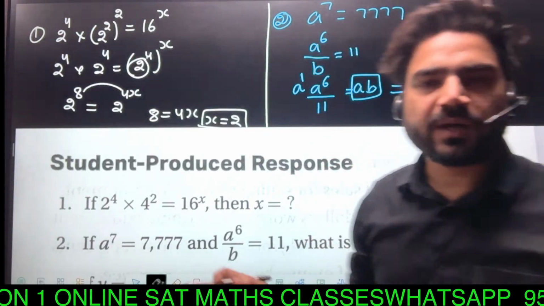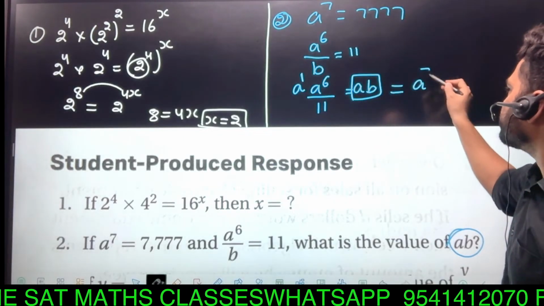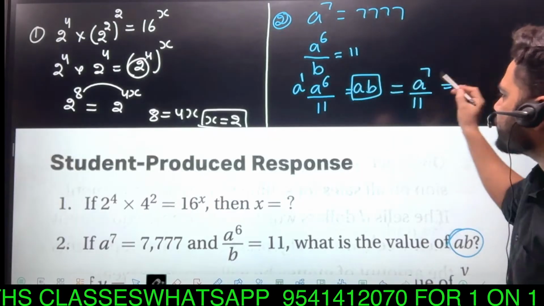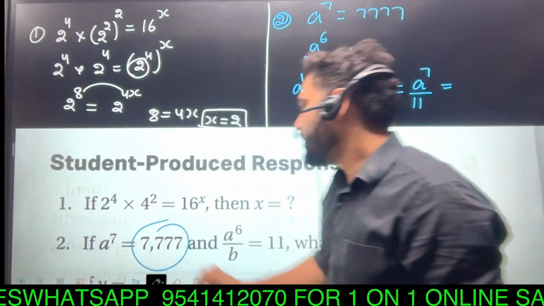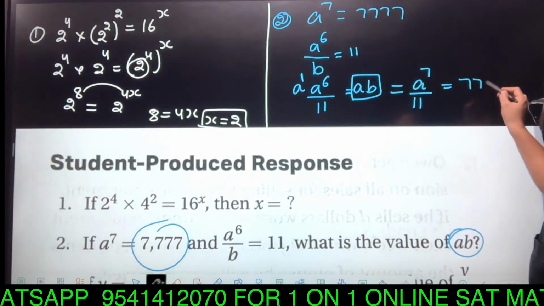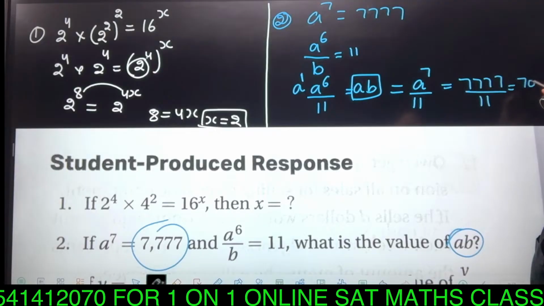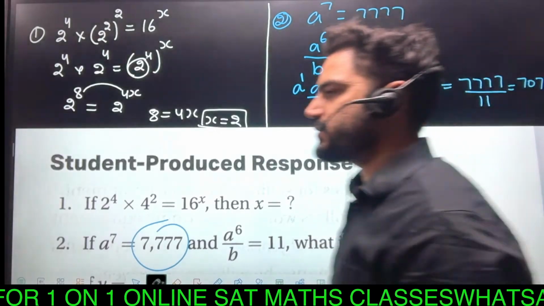If both of them are multiplied, the powers will add, so the power will become a power 7 upon 11. Okay, a power 1 times a power 6 is a power 7 upon 11. And now what is a power 7? A power 7 is given in the question as 7 4 times, and divided by 11, it will be 707. Okay, 11 7s are 77, then 0, then again 7s.